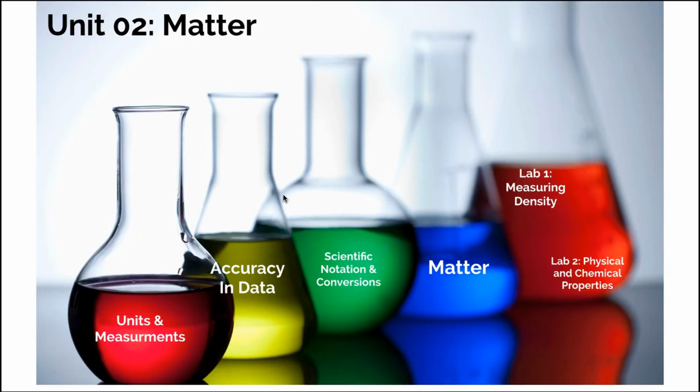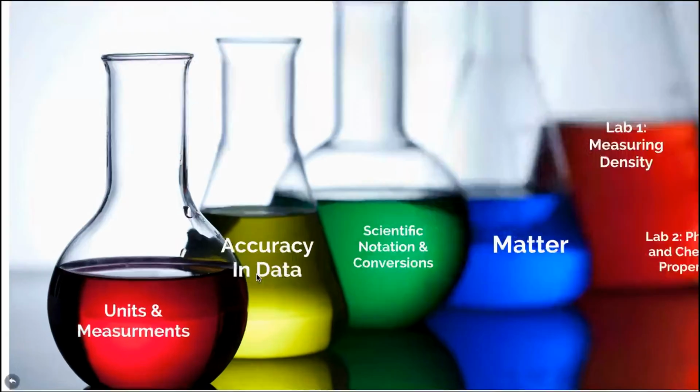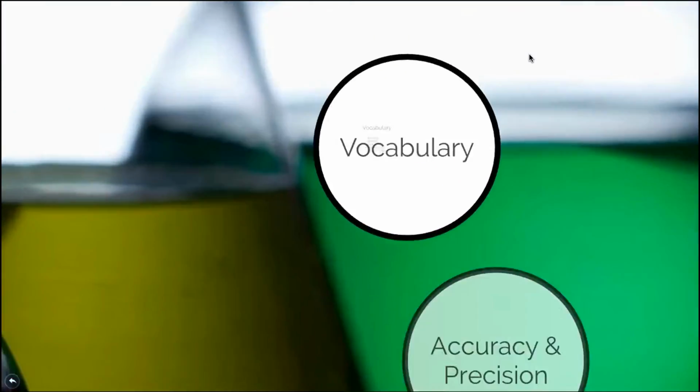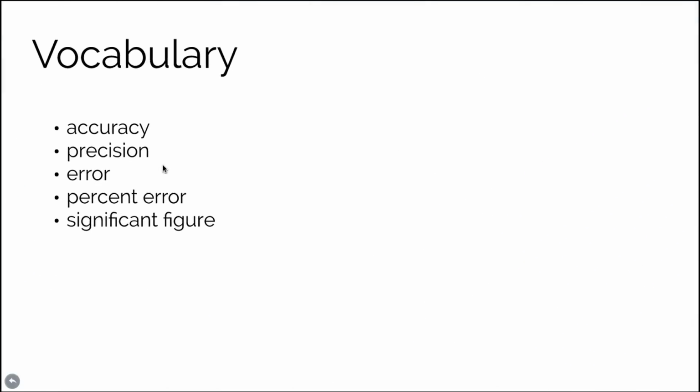In this video, we're going to go over the second section in our chapter, which covers all about accuracy and data in all of our measurements. So let's get started on that. So now the vocabulary for this section is, again, a short list. You just need to worry about the definitions of accuracy, precision, error, percent error, and a significant figure.